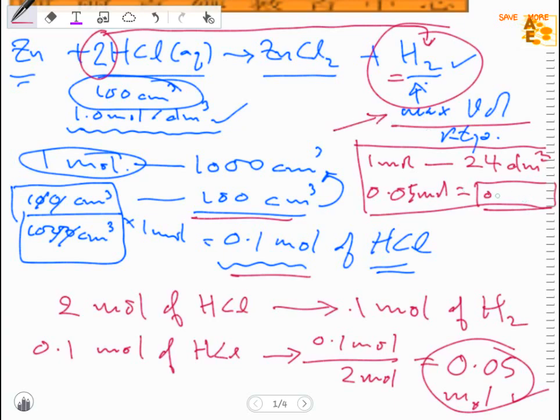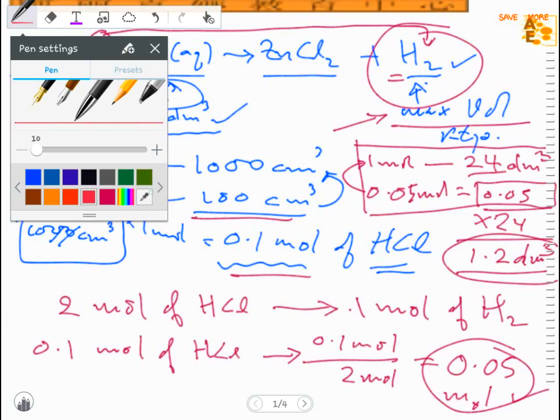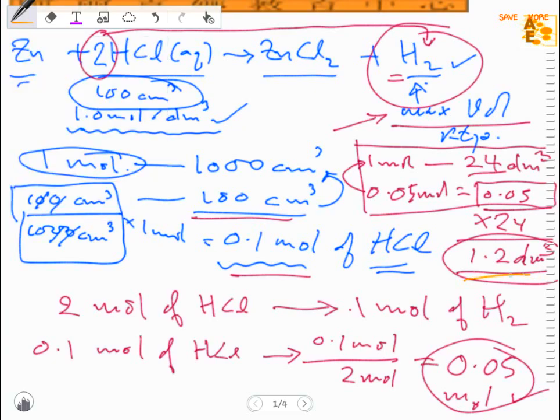That means 0.05 mole divided by 1 mole, multiplied by 24 cubic decimeter, that will give you 1.2 cubic decimeter of hydrogen gas. In other words, 1.2 cubic decimeter of hydrogen gas will be evolved. I hope you understand. It's easily done, right? This is the answer.